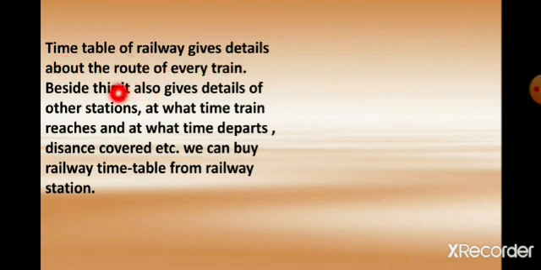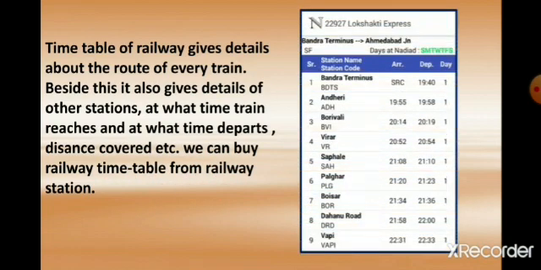Railway gives detail about the route of every train. Besides this, it also gives details of other stations, at what time train reaches and what time departs, distance covered, etc. We can buy railway timetable from railway station. This is one railway timetable from Bandra terminus to Ahmedabad junction. So here first one is serial number, then station name and station code. Then arrival time, departure time and day.